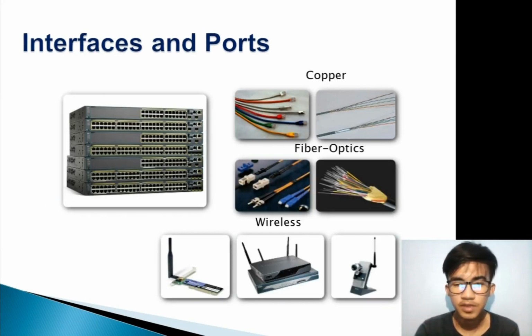This is the example of interfaces and ports: copper, fiber optics, and wireless. The fastest way to transmit data here is fiber optics. Copper is mainly used with wires, while fiber optics uses light, so it is fast. Wireless uses wavelengths, so through wavelengths we can connect to the internet. Fiber optics is much faster if you want to transfer data.